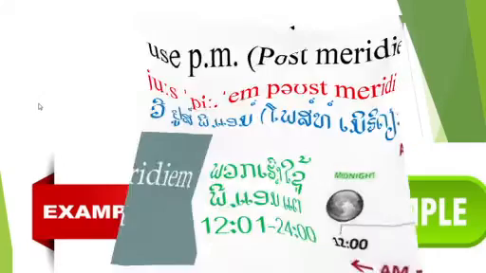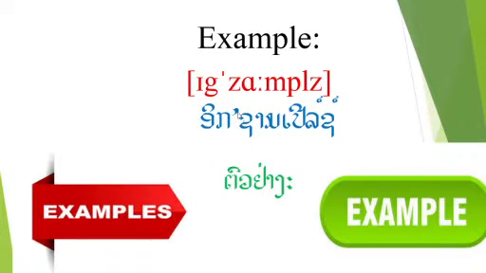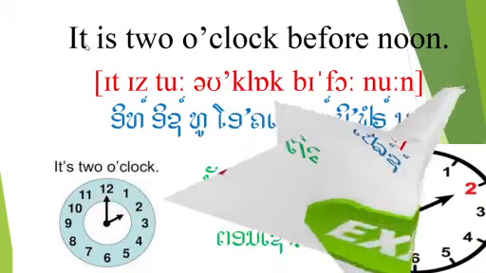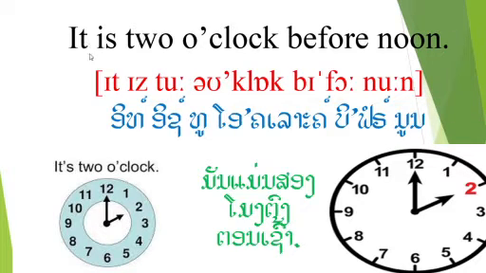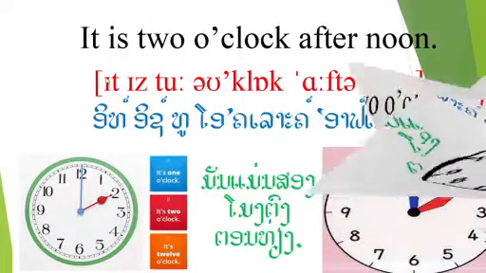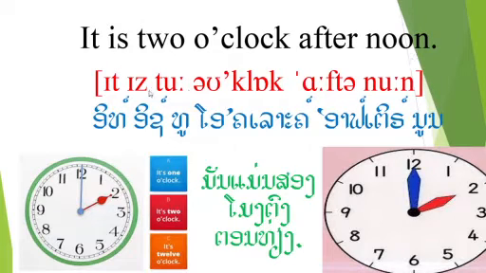Move on to the next one: examples. The first sentence: it is 2 o'clock before noon. The second sentence: it is 2 o'clock afternoon.